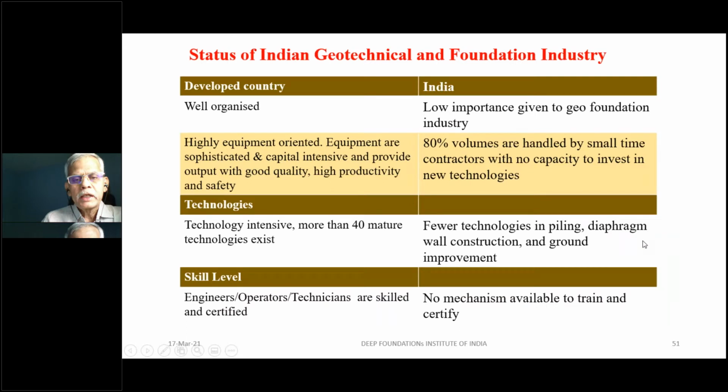So in this context, I'll present the scope available in various areas of the deep foundation industry in India to reach global standards. In a developed country, it's well organized, highly equipment oriented, more than 40 technologies exist, and engineers, operators, and technicians are skilled and certified. Whereas in the Indian context, low importance is being given. 80% of projects are handled by small contractors with no access to advanced technologies and practices. Few technologies exist, and we do not have any mechanism for skilling. So in this backdrop, DFI took up various initiatives which I'll present quickly.